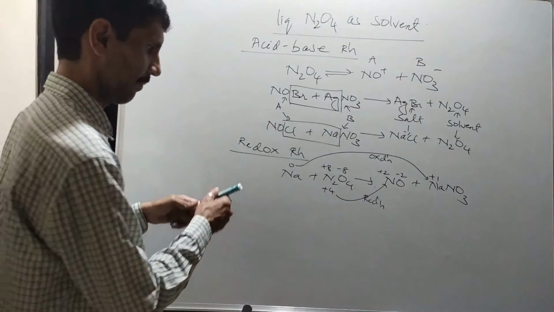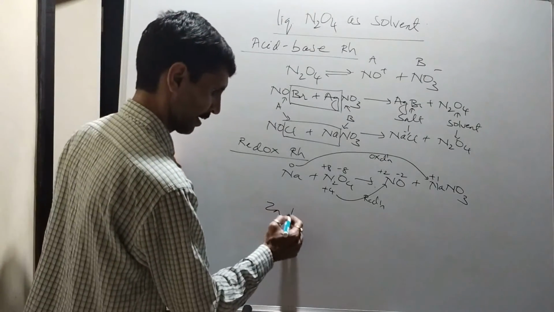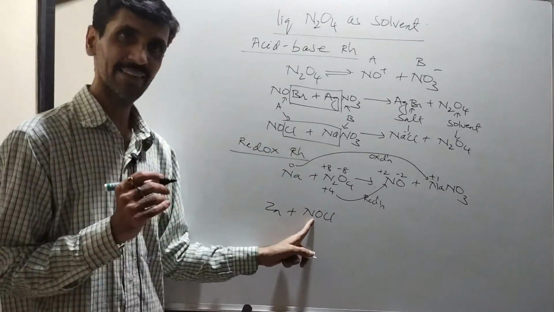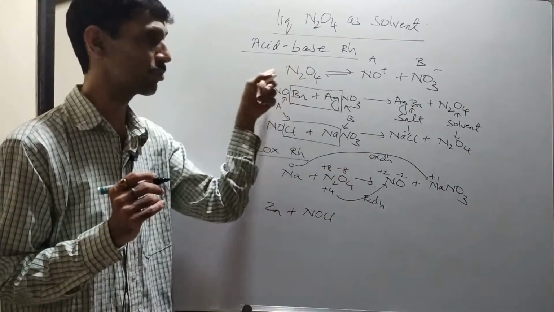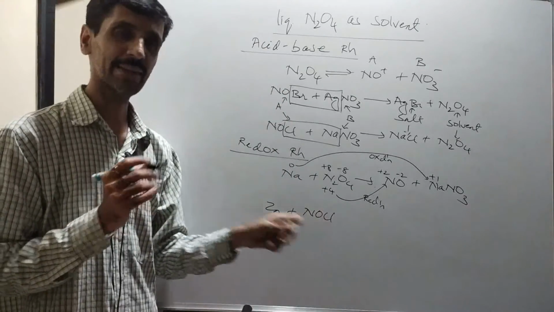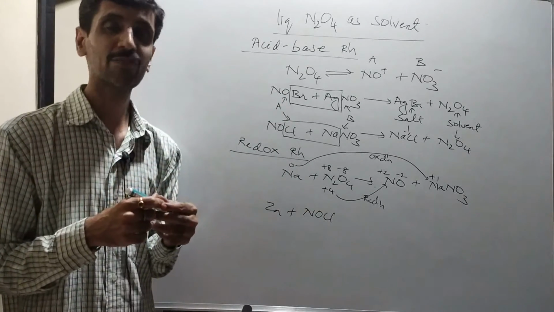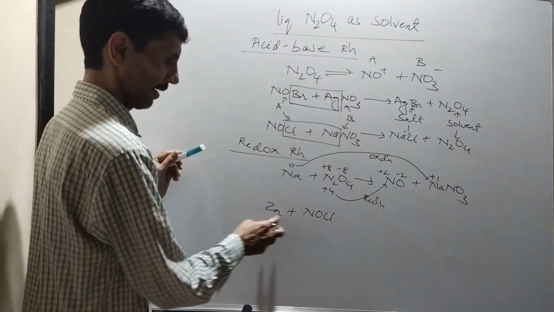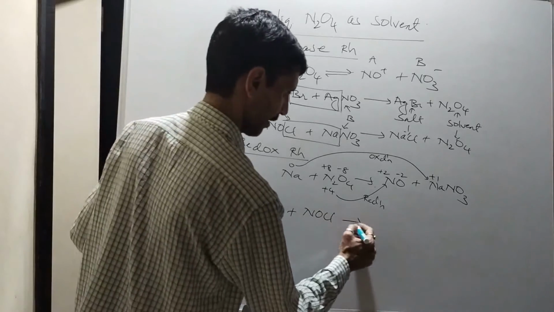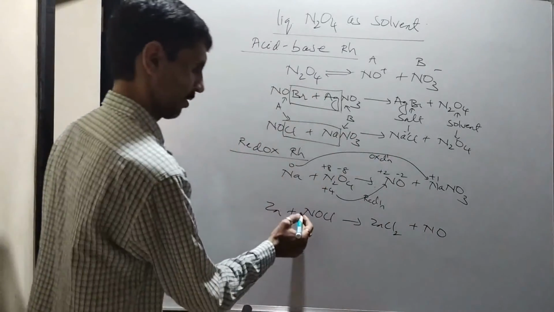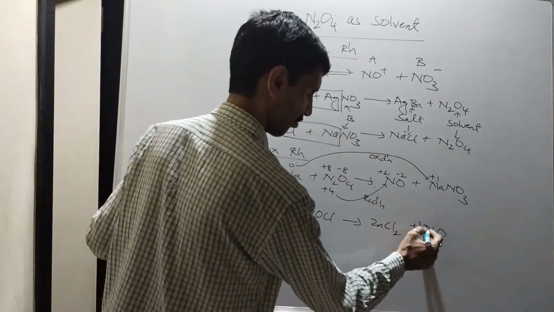So I give an example, and that is zinc, and I treat it with NOCl. See, NO plus is the cation of N2O4. So the cation of the solvent combining with any anion is called as a salt of that solvent. Okay, so NOCl being treated with zinc, it results in the formation of zinc chloride plus NO. So if I make it 2NOCl, I make this as 2NO.